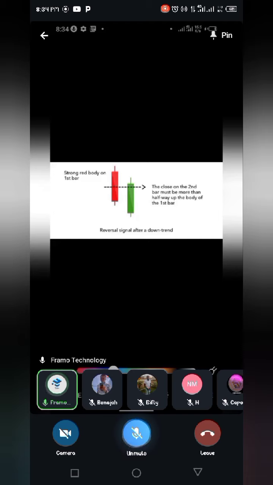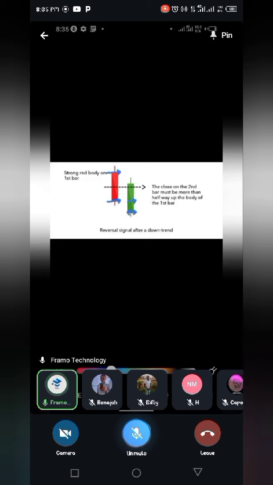If there is a gap between the closure and the opening of the two candles, let's look at the gap aspect. I was saying that this red candlestick opened at the top here and closed at this place. Ideally, the next candlestick should have started at this place, but it didn't. It opened at this place.